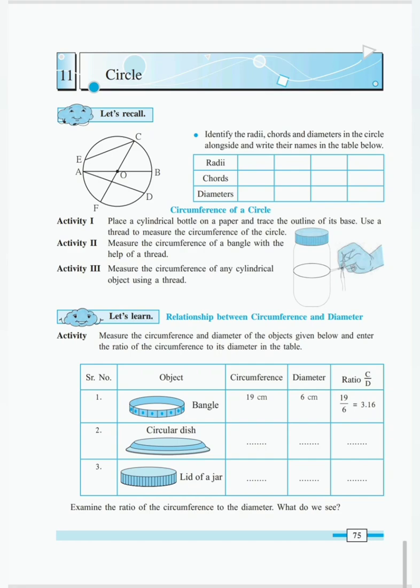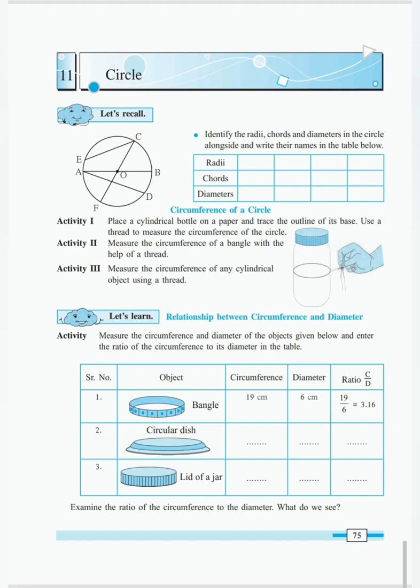Let's solve the table on textbook page number 75. Relationship between circumference and the diameter. Objects given are bangle, circular dish, and the lid of a jar. Circumference, diameter, ratio C upon D. We have the circumference of the bangle equal to 19 centimeter and the diameter of the bangle equal to 6 centimeter. So the ratio C upon D, what is C? C is the circumference, 19, upon D, the diameter, that is 6. So 19 upon 6 is equal to 3.16. This is regarding the bangle.